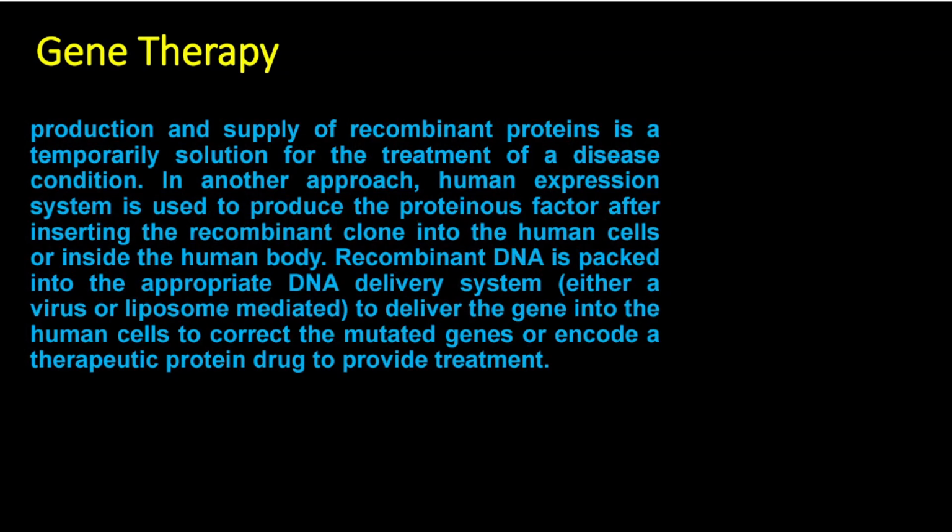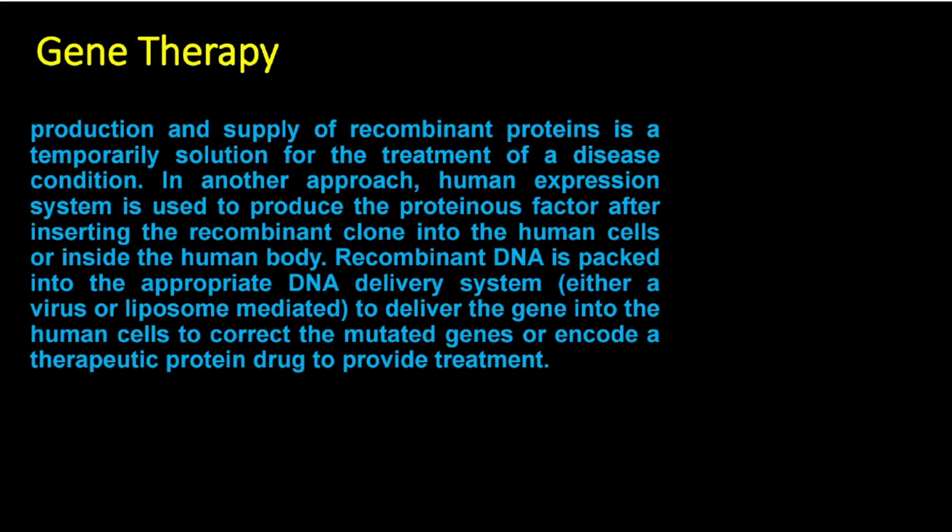Next is the application in gene therapy. Production and supply of recombinant protein is a temporary solution for the treatment of a disease. In another approach, a human expression system is used to produce the proteinaceous factor after inserting the recombinant clone into the human cells or inside the human body. Recombinant DNA is packed into an appropriate DNA delivery system to deliver the gene into the human cells to correct the mutated genes or encode a therapeutic protein drug to provide treatment.